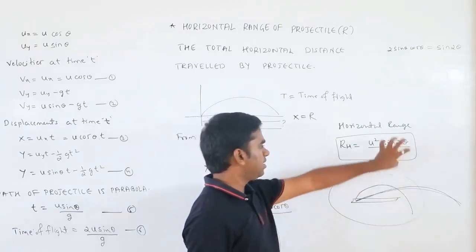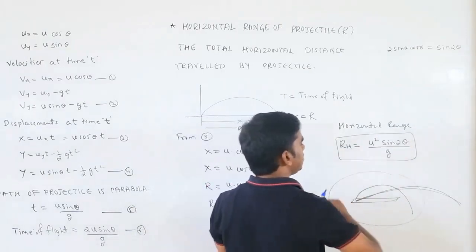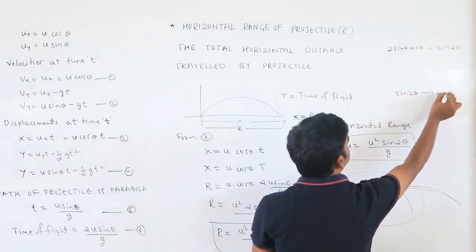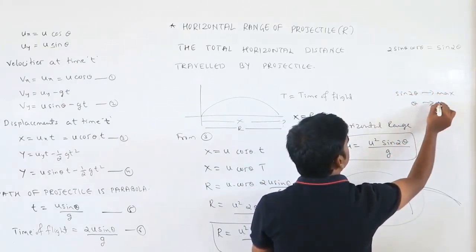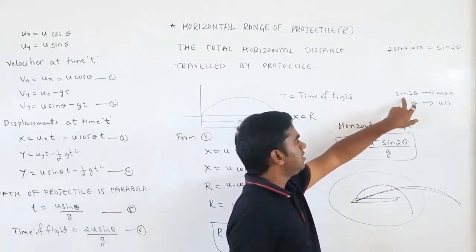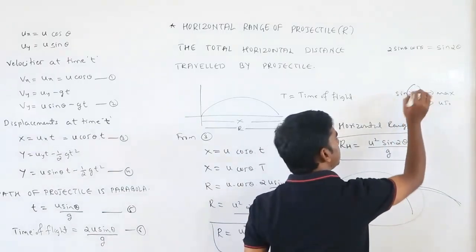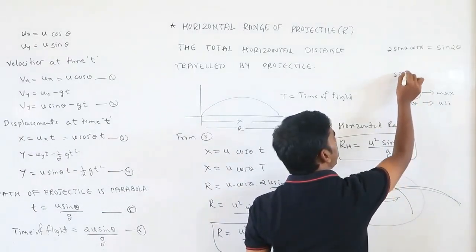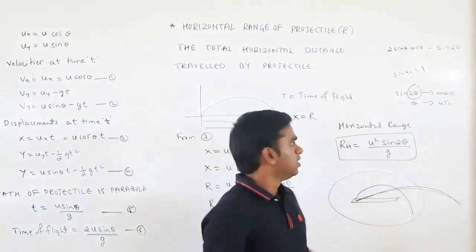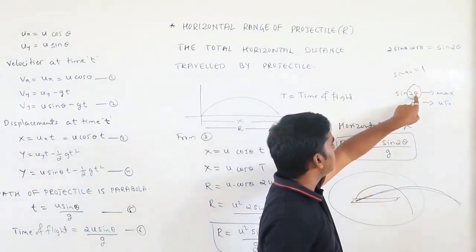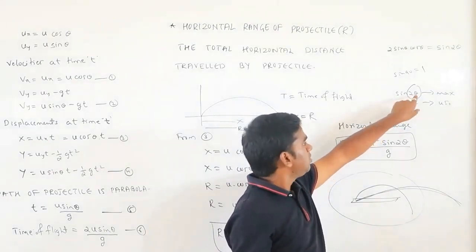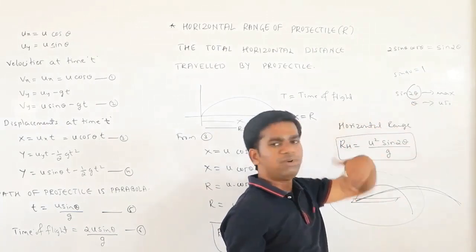So the value will become maximum when sin 2 theta is maximum. Sin 2 theta will become maximum when theta is 45 degrees. What is the maximum value of sin? Sin 90 equals 1, that is the maximum. If you take theta equals 90, 2 theta will become 180, so sin 180 will become 0. That is why you have to take theta equals 45 degrees.